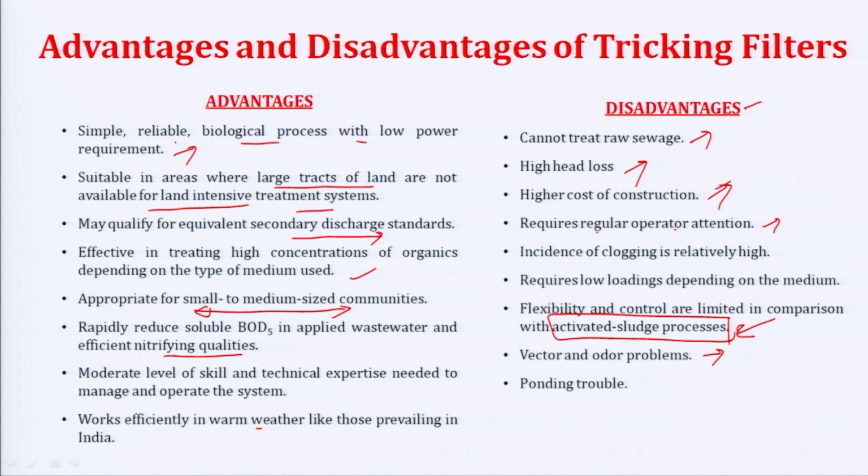Vector problems and odor problems mean that you have wastewater which is literally outside. So, you may have lots of mosquitoes, lots of flies, and it may smell bad, right. People who are staying near that may not like trickling filters. So, these issues may crop up. These are the issues.